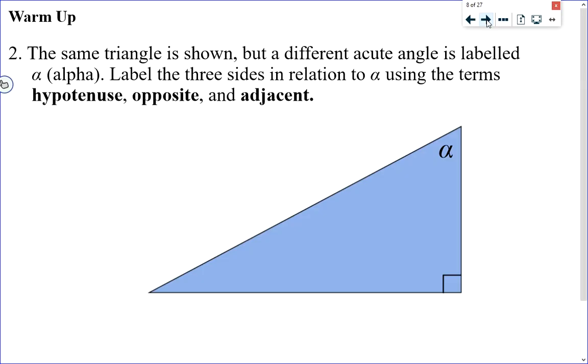If you take a look at the next triangle, it's the exact same triangle, but I've moved the angle we're talking about up to the top. And I'm using a different Greek letter, which is alpha. I could have used English letters, but I want you to get used to these different letters. Label the three sides in relation to alpha using the terms hypotenuse, opposite, and adjacent.